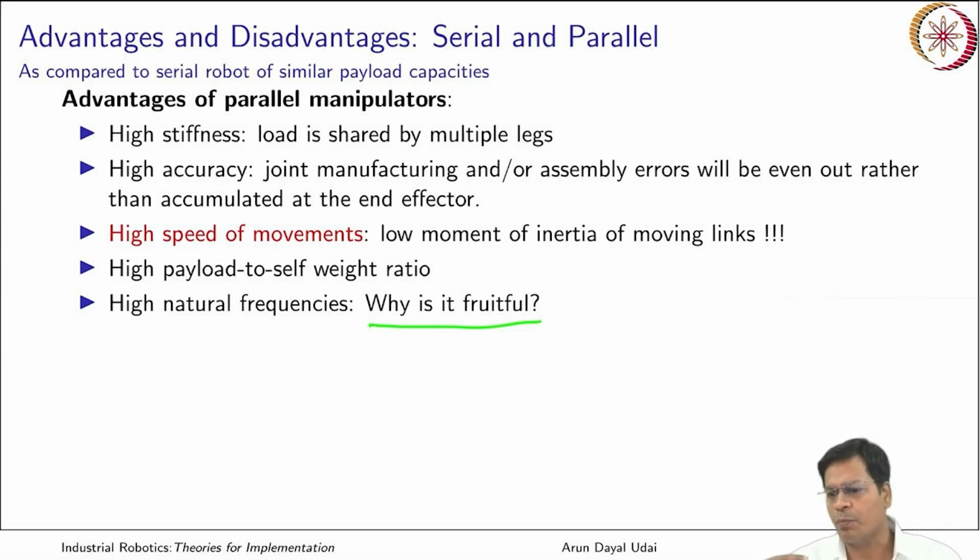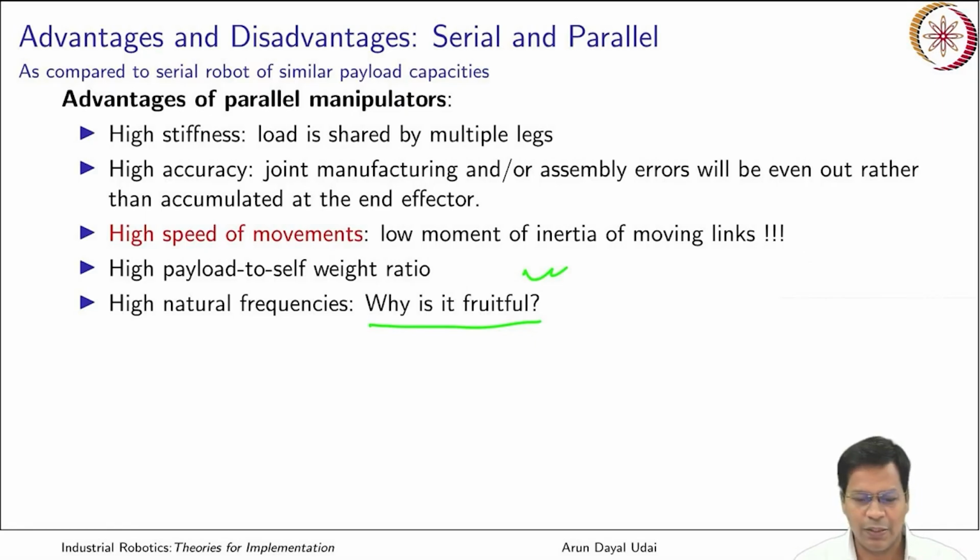In the case of a serial robot, if it is very long, its frequency may match with the working environment frequencies, and that can resonate with the system. That cannot happen with this. If your natural frequency goes very high, the natural working of your robot cannot match with the frequency of your cycle operation. Okay, so this is very fruitful. So you can work at very high speed without worrying about whether it will match with the natural frequency of the robot.